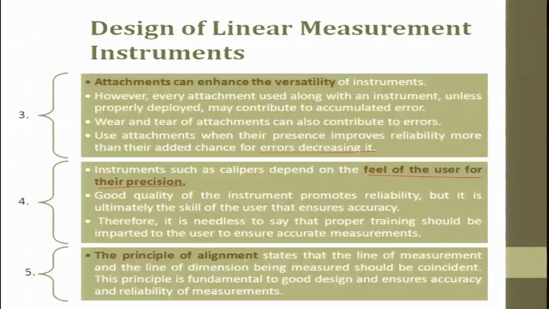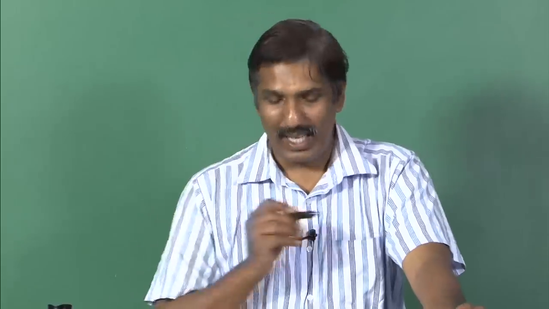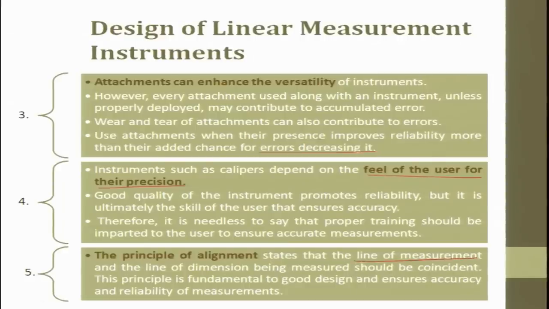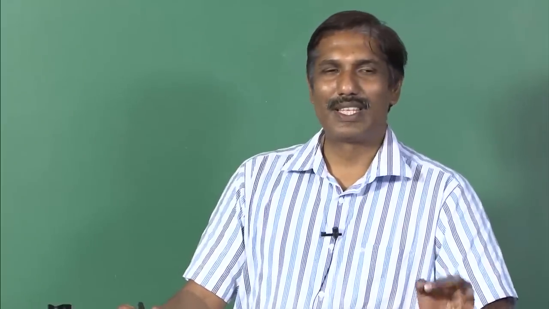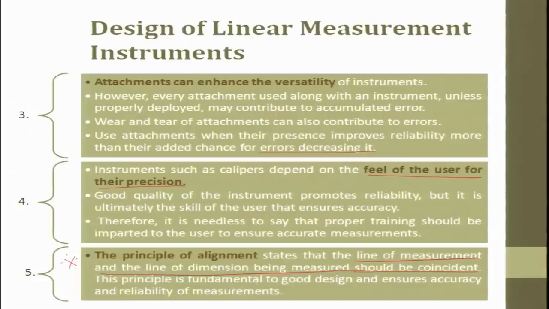The principle of alignment, which is very, very important. There is something called Abbe's error. The principle of alignment states that the line of measurement and the line of dimension being measured should be coincident. This is a very, very valid point. If the lines don't coincide, then there is a small angle which gives you a different value. For example, if they are not coincident and it is inclined at an angle, there will be a cos theta or a sin theta value added to the base when you get the result. The principle is fundamental to good design and ensures accuracy and reliability of measurement.